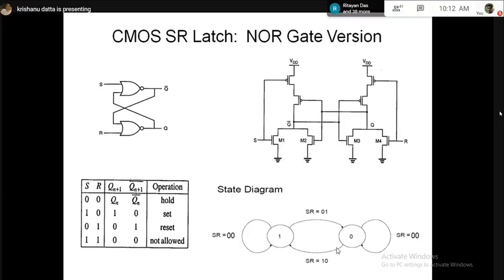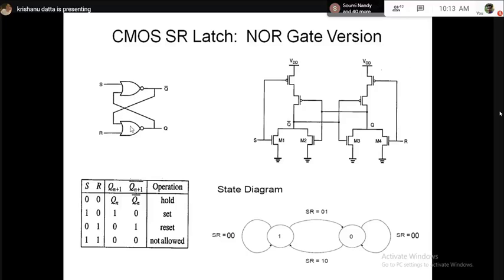How does state transition happen? For example, let's say you are in state 1. If SR remains 0, 0, you will loop within state 1. So no change in the state. Same thing with state 0. You are in state 0 and SR remains 0, 0, then you loop within the same state, no change. But you will go from state 1 to state 0 if SR is 0, 1. You will go back from state 0 to state 1 if SR is 1, 0. So this is how it looks. Basically, the state diagram is a graphical representation of the truth table or state table. Now, if you see the CMOS implementation, basically it's two NOR gates, right?